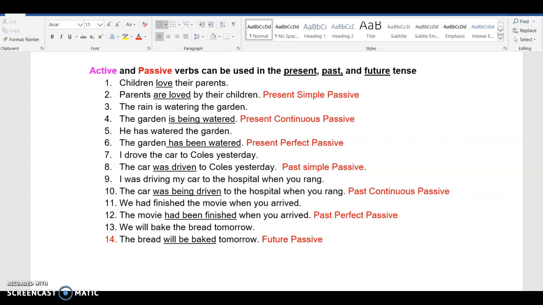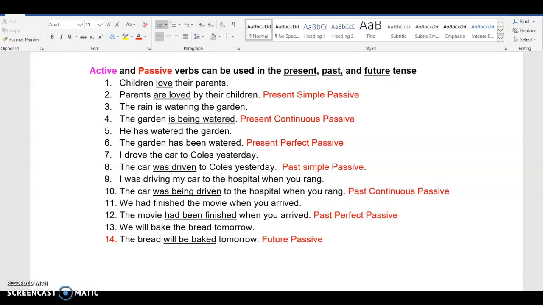The car does drive, but the car cannot drive itself. Someone has to do the driving, okay? So the subject in number 8 is not doing the verb. So this is a passive sentence with a passive verb. And was driven is a past simple passive verb.